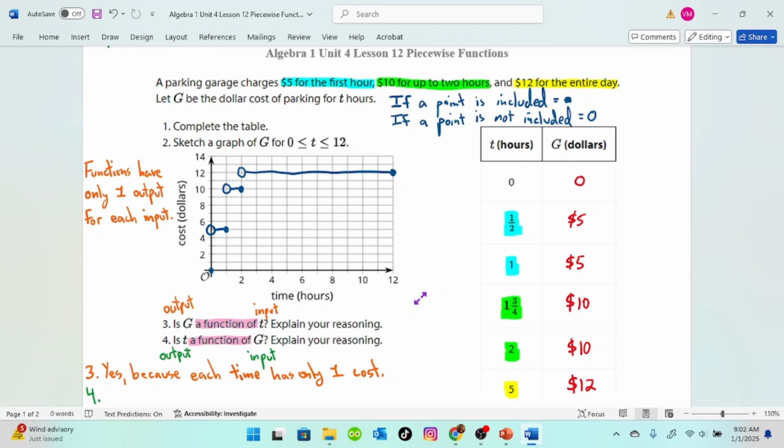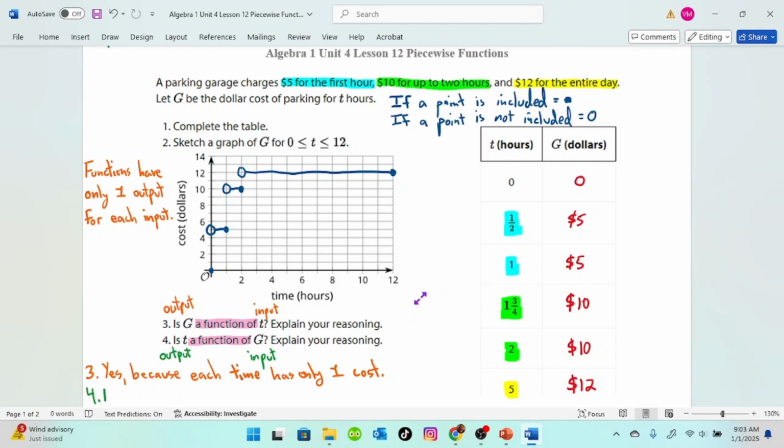The answer here is that this is not a function, because if I go to $12, I have every time from 2 hours and 1 minute all the way up to 12. So one input, lots of outputs. Same thing here at $10. Everything from 1 hour, 1 minute, all the way to 2 hours. Same input cost, lots of different output times.